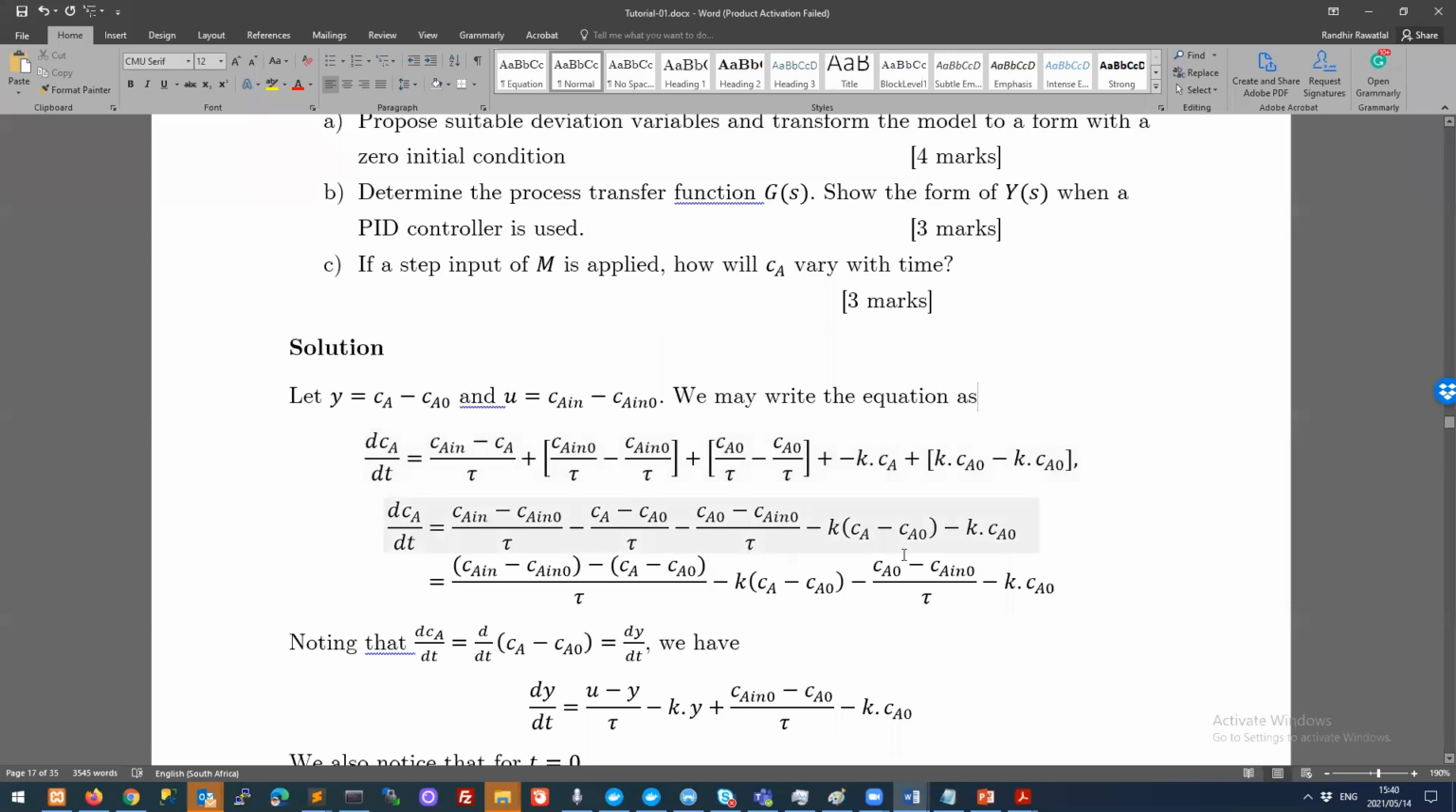So that's all we've done there. We've just shuffled this equation a bit to get the right differences in concentration here. When you look at this now, you can see this is going to be a Y, right? Sorry, not Y, a U. So that's U. Then CA minus CA naught, that's Y. And then this is U.